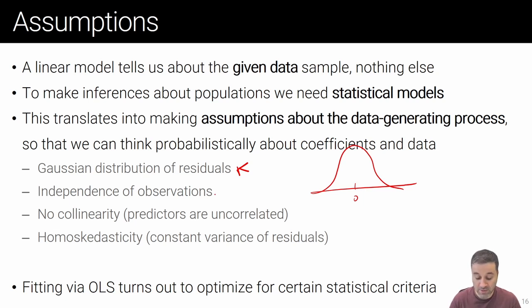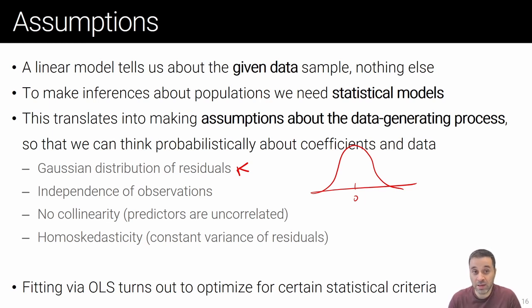We also assume that the observations are independent, that there's no relationship between one observation and the other. We assume no collinearity, meaning the predictors are uncorrelated. That's a very strong assumption in reality. And we also assume something called homoscedasticity, which means that the variance of the residuals is constant. Regardless of what kind of prediction we make, the variance in that prediction is always the same, is constant.